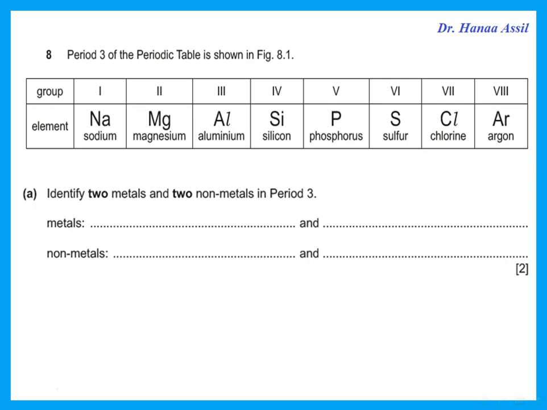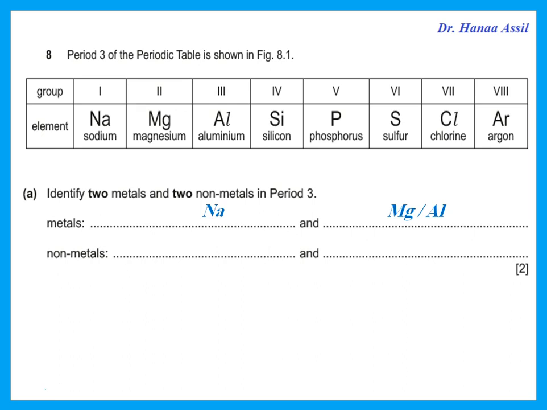Period 3 of the periodic table is shown in the figure. Identify two metals and two non-metals in this period. Remember, he's going from group 1, 2, 3, 4, 5, 6, 7, and 8. You should know that the ones on the left, group 1, 2, and 3, are metals. So for metals, you can either say sodium or magnesium or aluminium. Groups 1, 2, and 3 are metals on the left side of the periodic table.